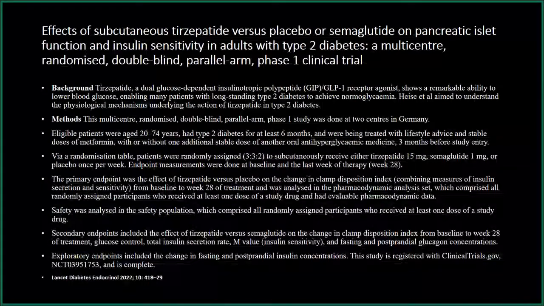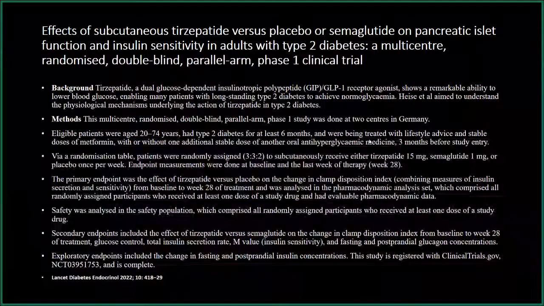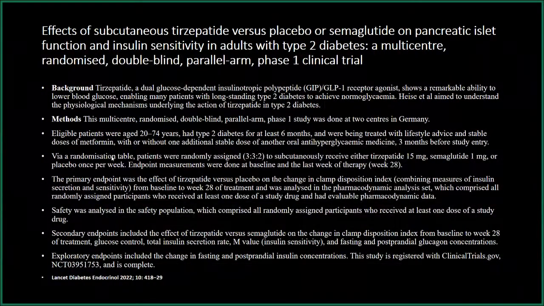So this is a multi-center study. These are people aged 20 to 74 years, who had type 2 diabetes for at least 6 months, treated with lifestyle advice and stable dose metformin, with or without an additional stable dose of another oral anti-hyperglycemic medicine, 3 months before study entry. So these are not people who were on insulin, because if you want to study insulin secretion, it is not a good idea to study people already on insulin, because they have a much more severe secretory defect.